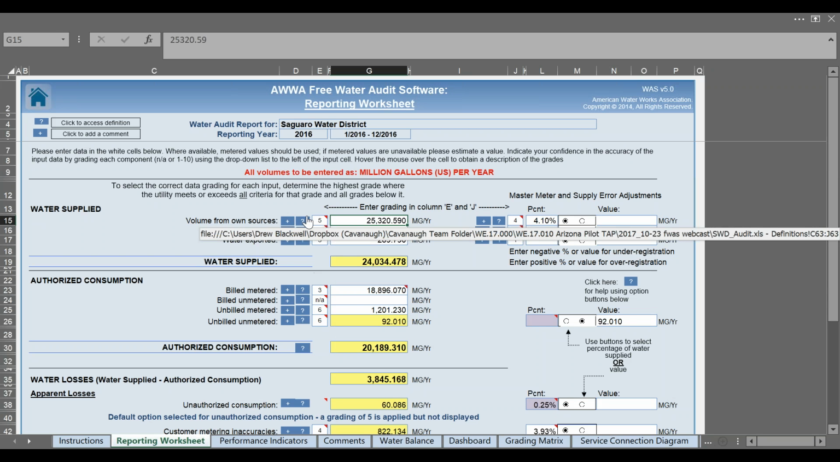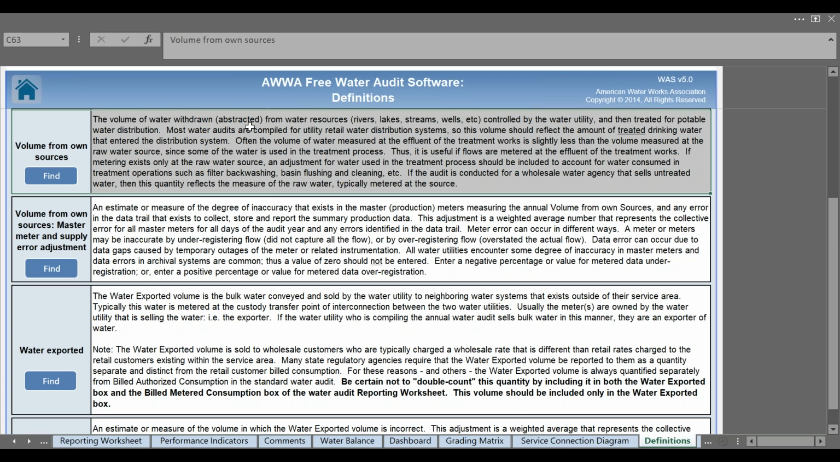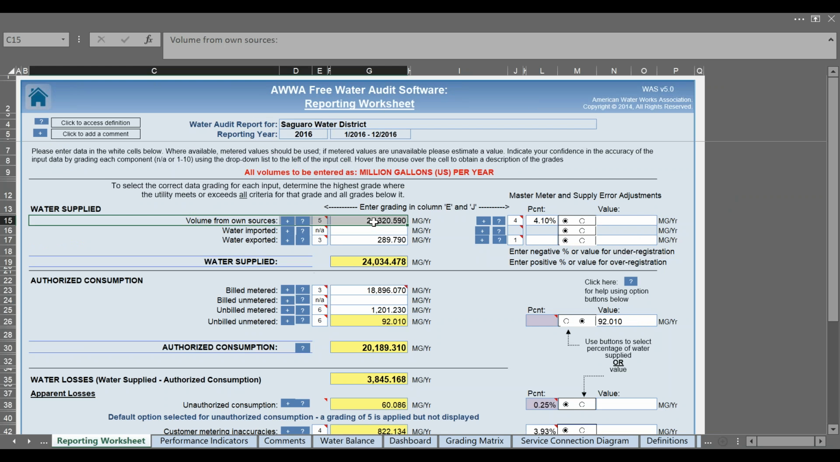Continuing over to the left, you'll see 2 blue buttons. So the question mark button here is going to take you to the definition on the definitions tab that you can see down here at the bottom. So anytime when you're putting together your water audit software, if you're unsure of a term or what is behind it, you can click on that question mark button. It'll take you directly back to the definitions tab and give you the definition of that term. And to facilitate the ease of navigating back and forth, when you click back on this find button, it'll take you exactly back to where your previous screen was on the reporting worksheet tab.